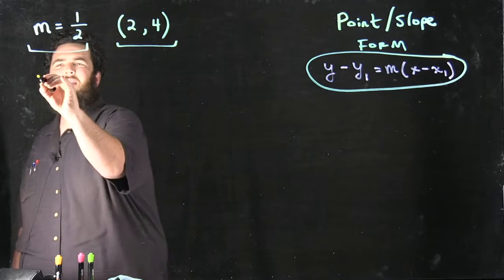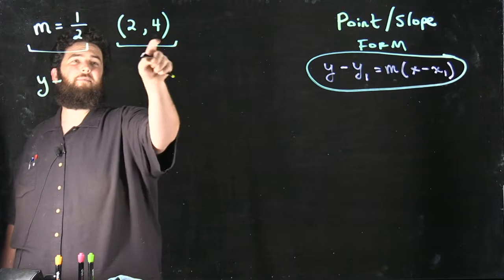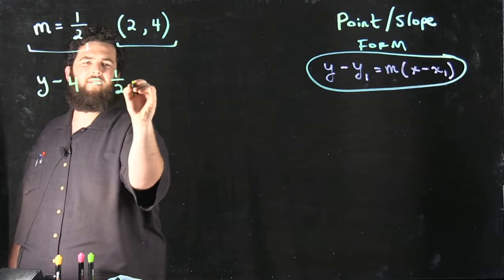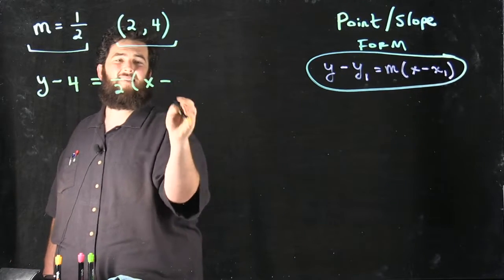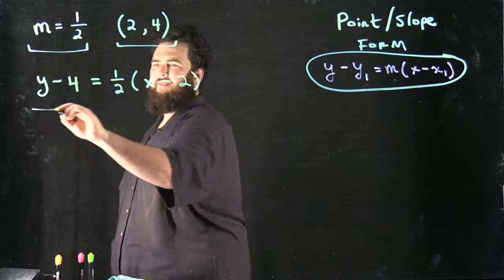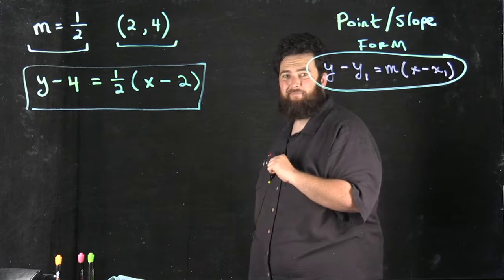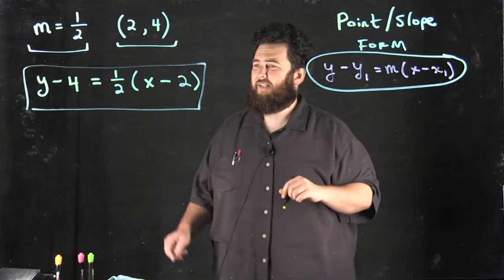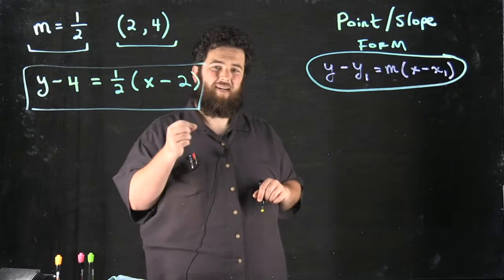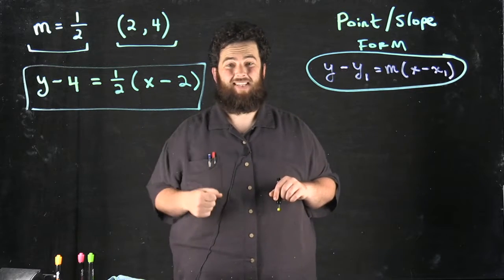Y minus y1 is 4. That's the y coordinate of the point that we're given. Equals m, which is 1/2, times x minus x1, which is 2. That's the x coordinate of the point we're given. That is an equation of a line. The equation of a line is just that we have now infinitely many x, y coordinates that will fit on this line, that will actually lie on this line.